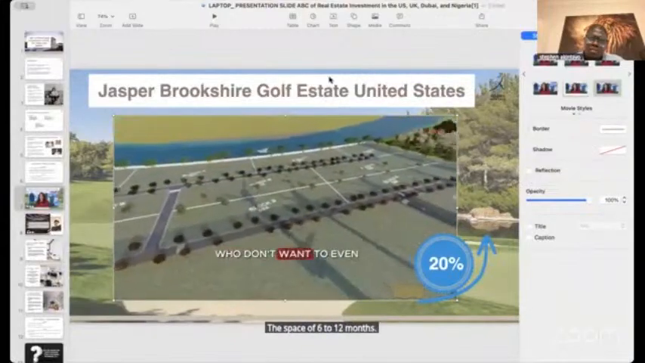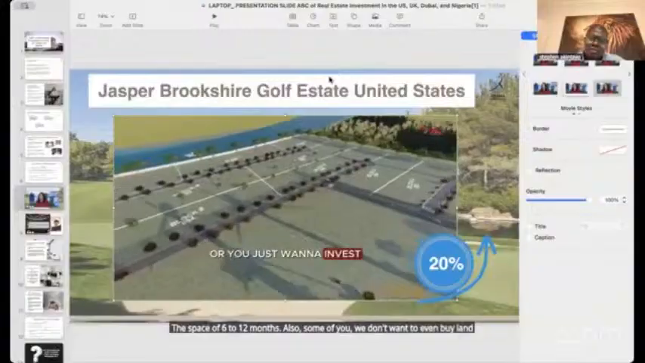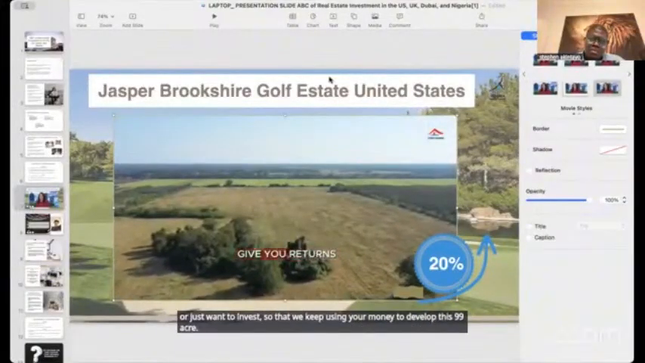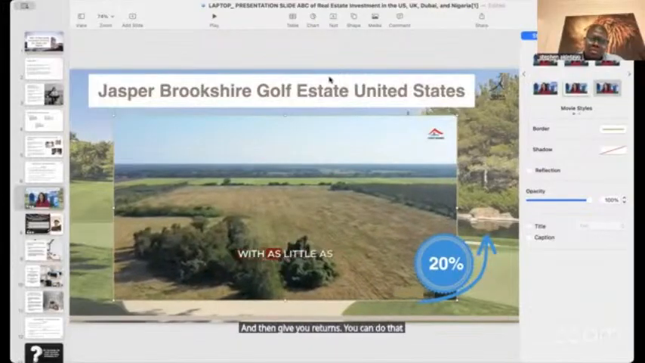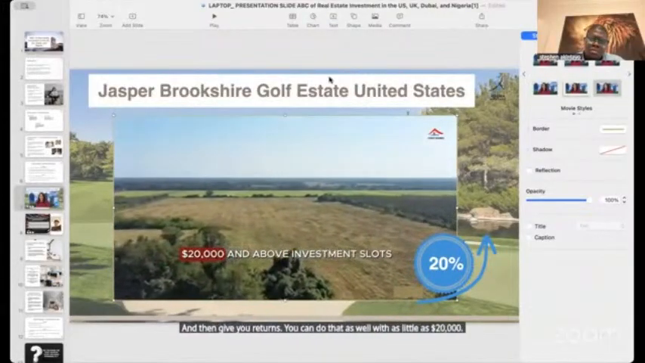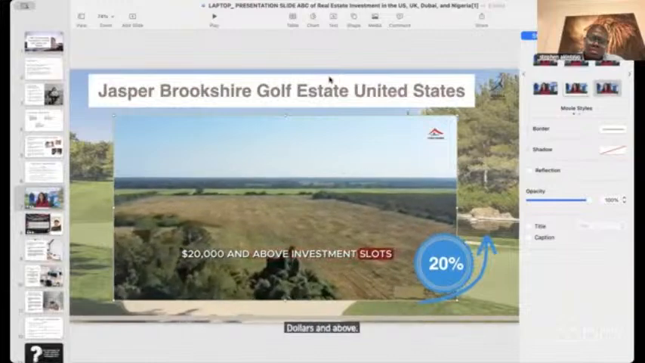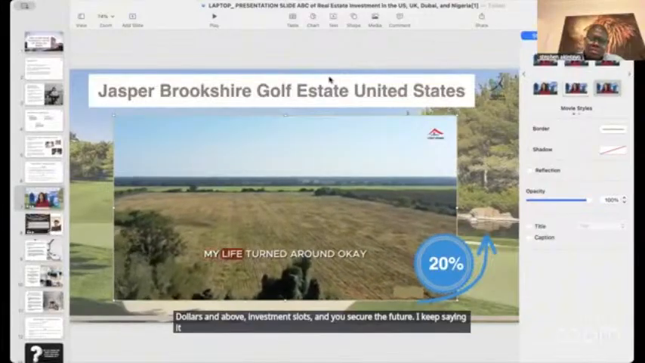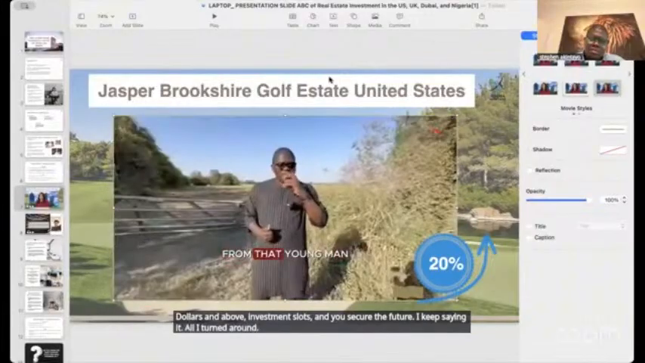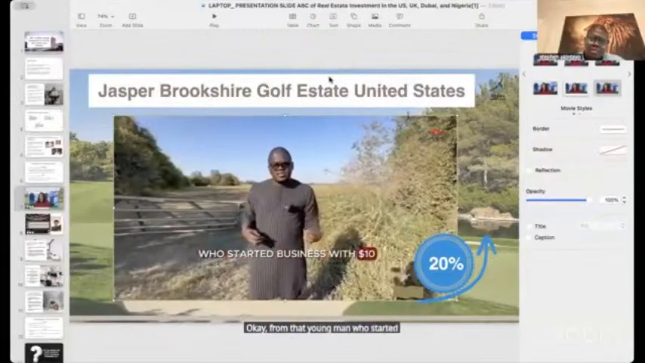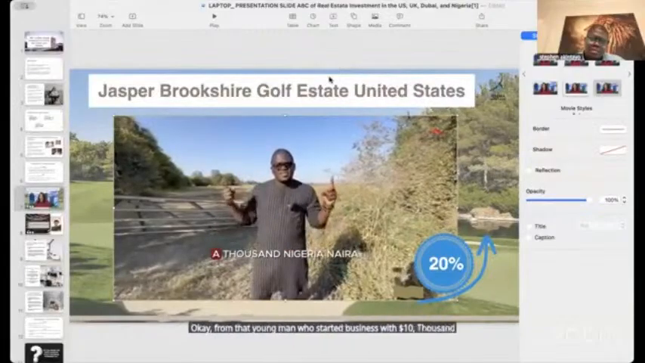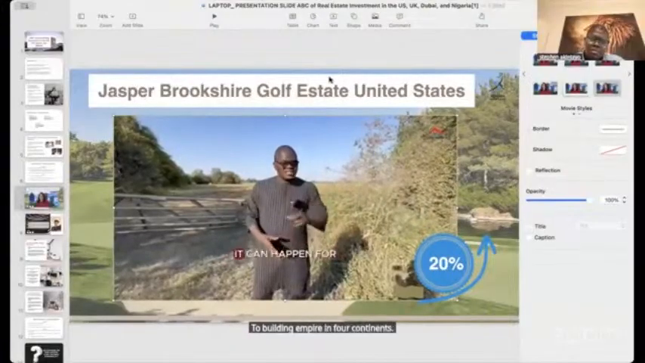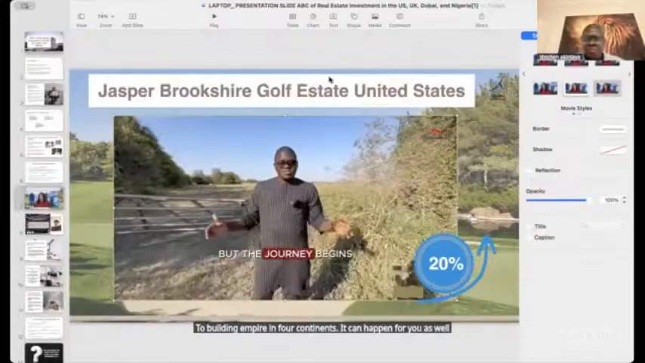Also, some of you don't even want to buy land, but you just want to invest so that we keep using your money to develop this 99 acres and then give you returns. You can do that as well with as little as $20,000 and above in investment slots, and you secure the future. I keep saying it: my life turned around. From that young man who started a business with $10,000 in Nigeria 16 years ago to building an empire on 4 continents. It can happen for you as well. But the journey begins with land banking.